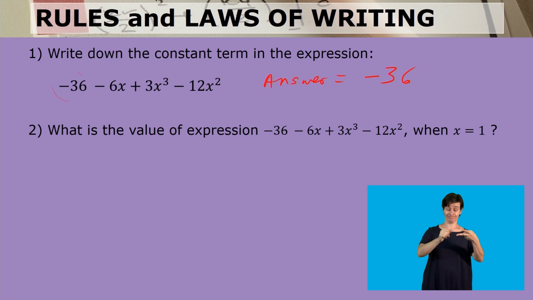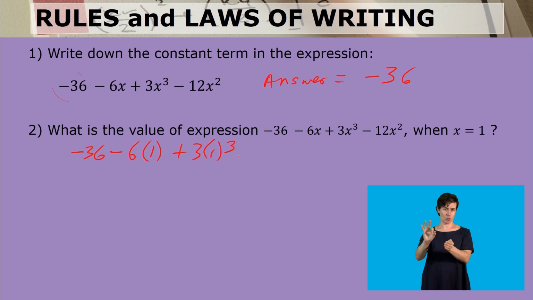The second question is, what is the value of the same expression when x is equal to 1? So in the place of x, we are now supposed to substitute with 1. The expression as it stands is negative 36 minus 6, in the place of x I now substitute with 1, plus 3x cubed, so it would be 1 cubed, minus 12 times 1 squared, and that would give us negative 36.